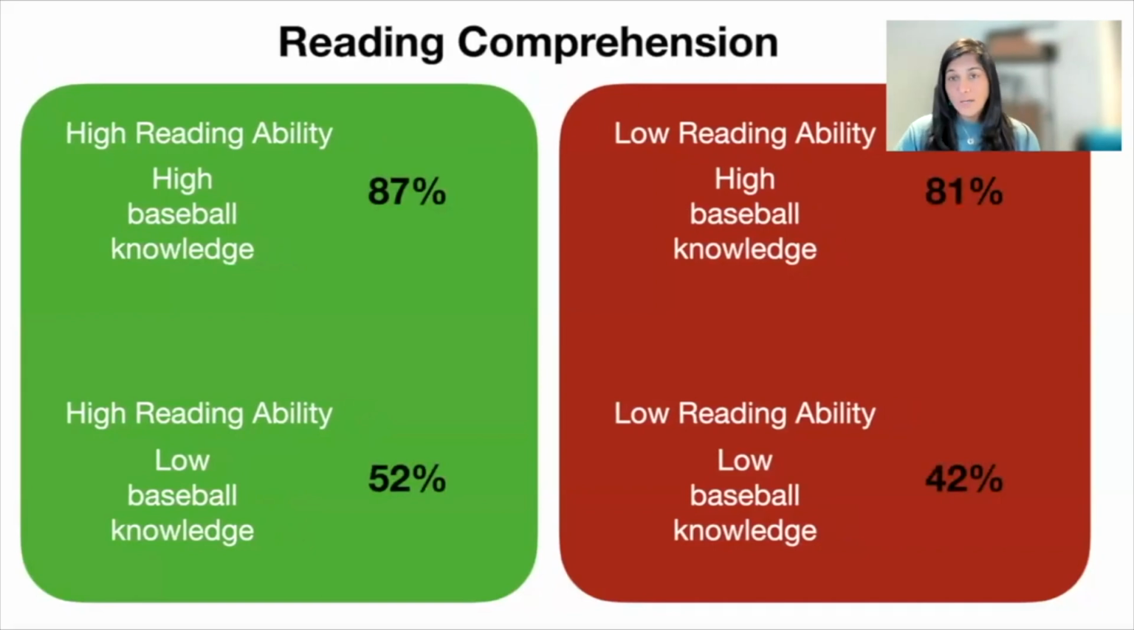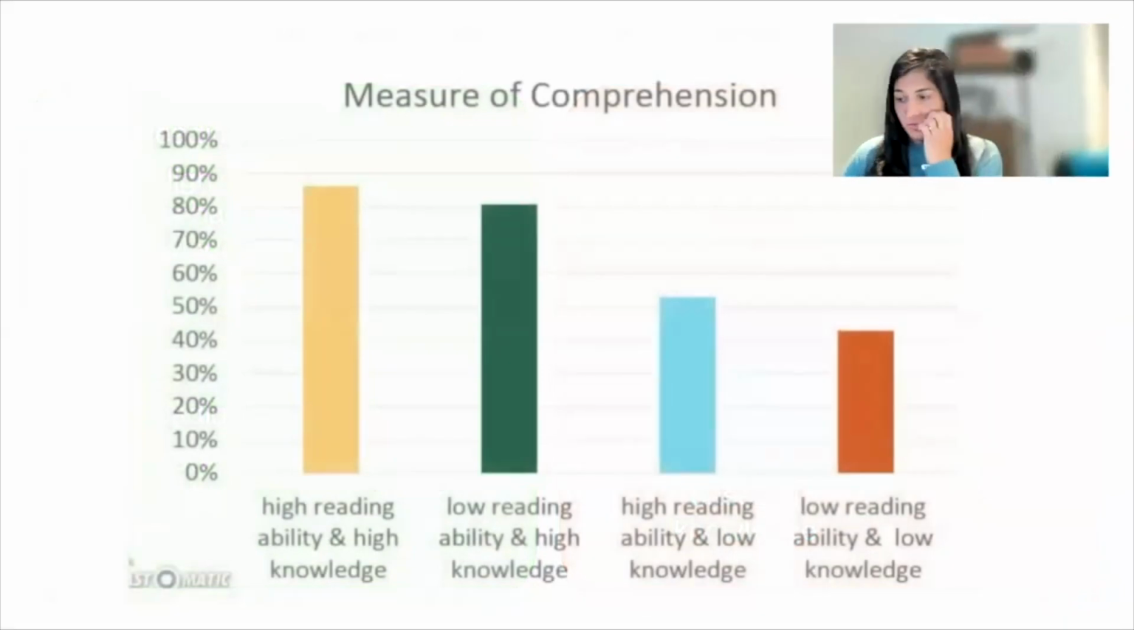Yeah, you've made the right guess. Let's hear the results of the comprehension test in the actual study, and we can look at these numbers on the bar chart as well in a second. But 87% for high reading, high baseball, and the second was low reading ability but high baseball knowledge, which was 81%. And you all guessed it right as well. Okay, that's great. So here's the bar chart for this, right?